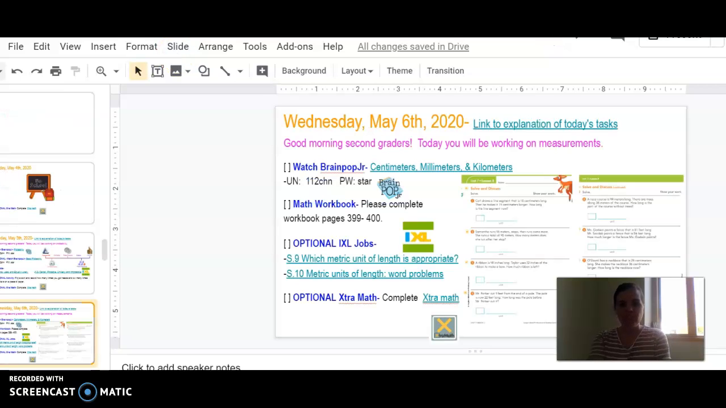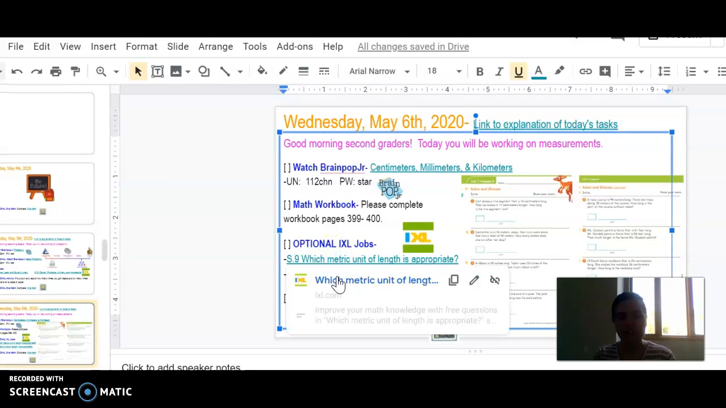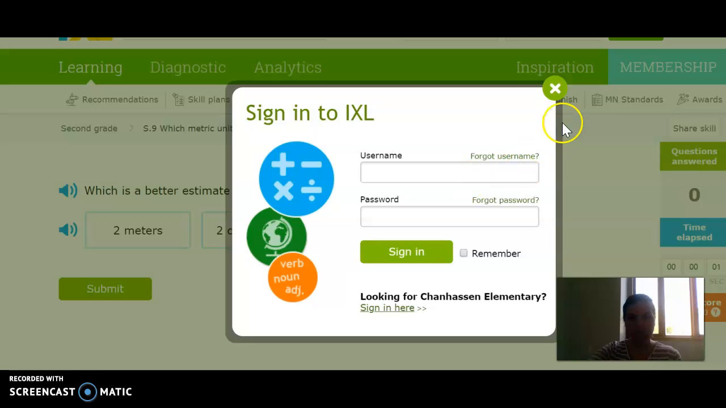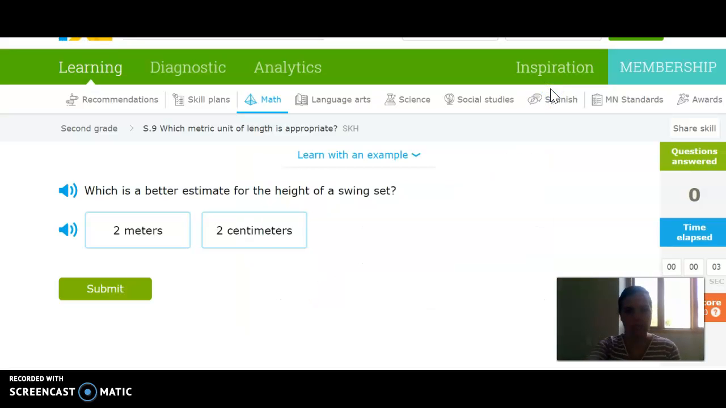All right, nice job. Now you have 2 optional IXLs if you would like to complete some IXLs today. The first one is S9, so I'll show you some examples of that. Go ahead and make sure you log in. It says, which is a better estimate for the height of a swing set? Would it be 2 meters?